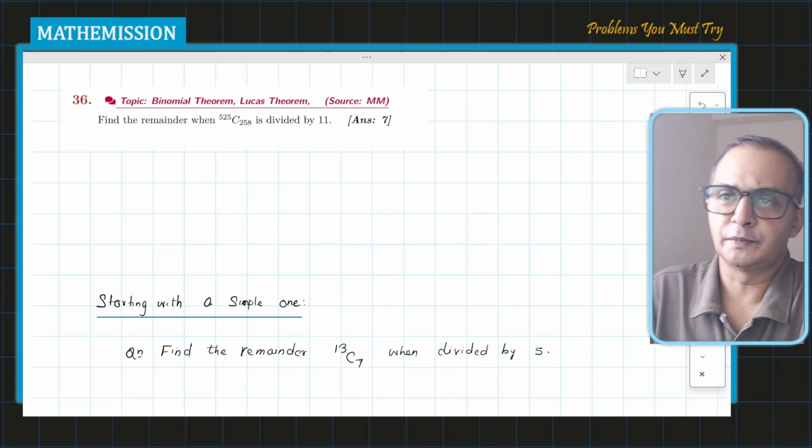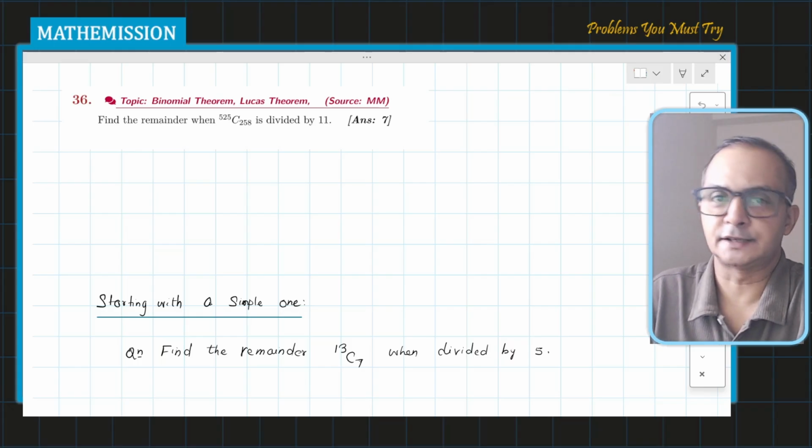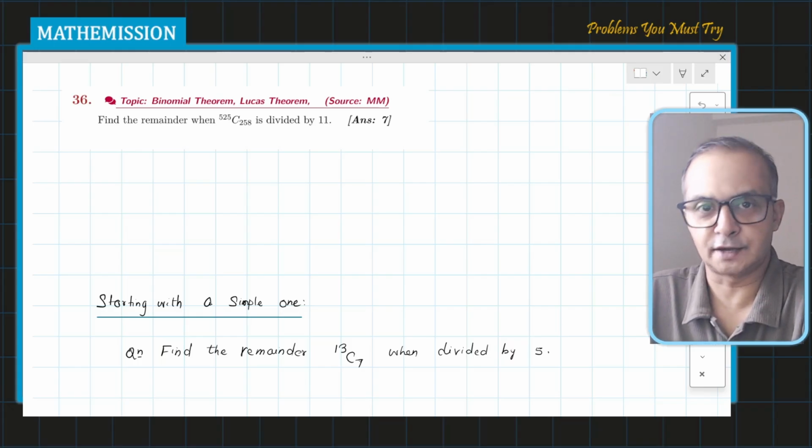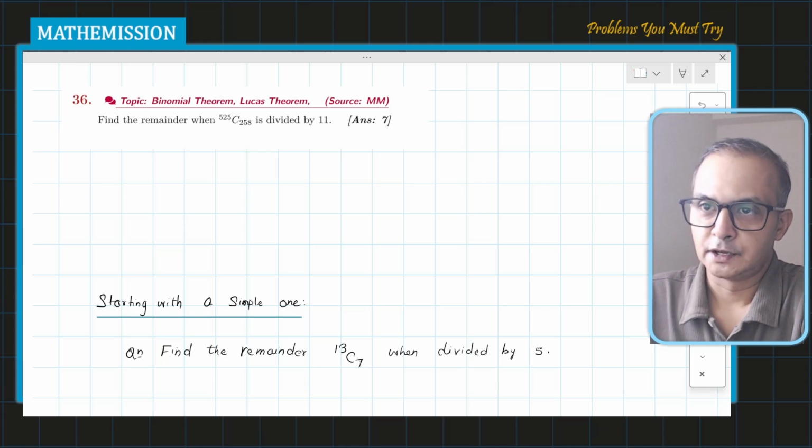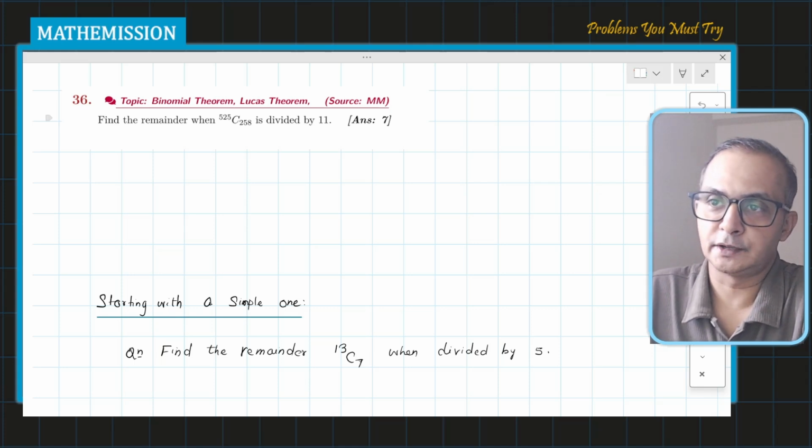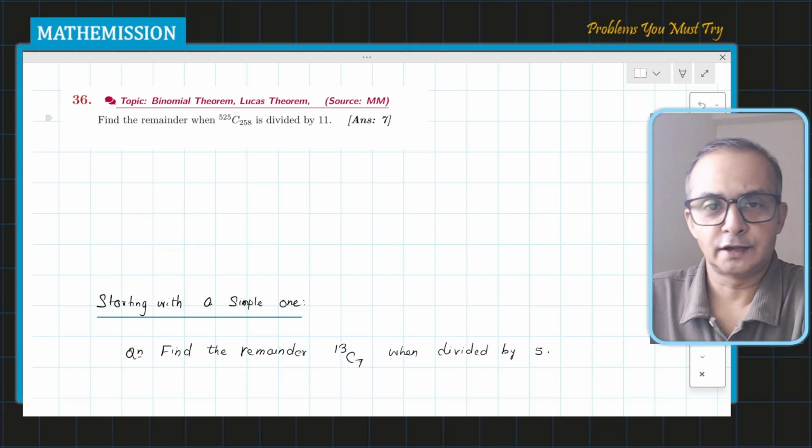And of course you know the meaning of this nCr. nCr is n factorial divided by (n minus r) factorial into r factorial. So if you solve it correctly, the answer should be 7. Now, how do we understand this question, means why the Lucas theorem is important there?